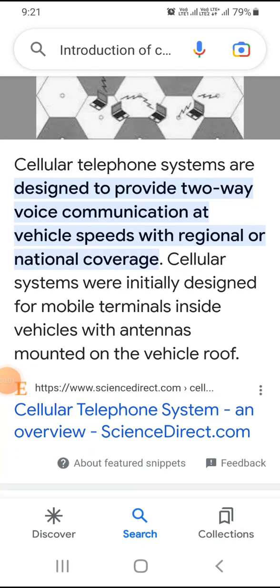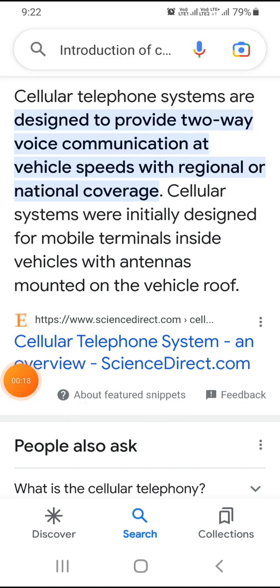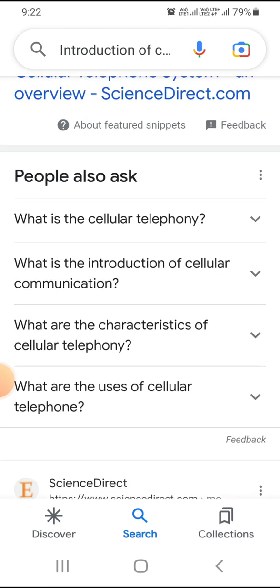Cellular telephone systems are designed to provide two-way voice communication at vehicle speed with regional or national coverage. Cellular systems were initially designed for mobile terminals inside the vehicle, with the antennas mounted on the vehicle roof. So what is cellular telephony?